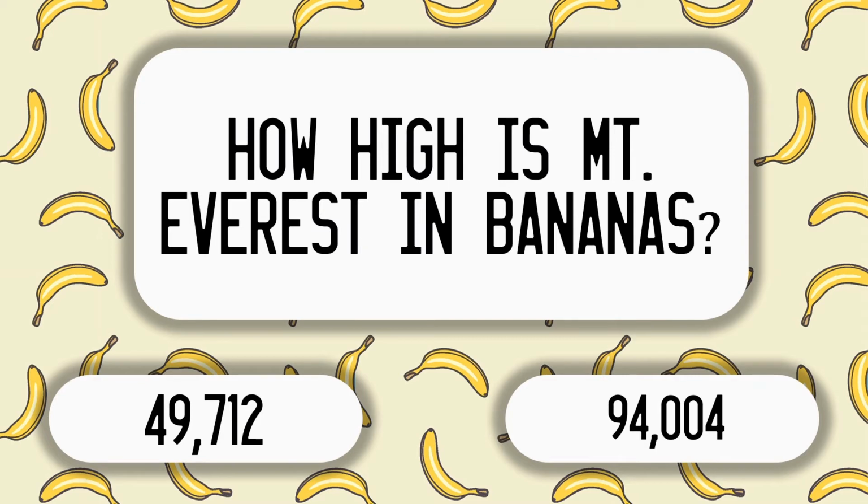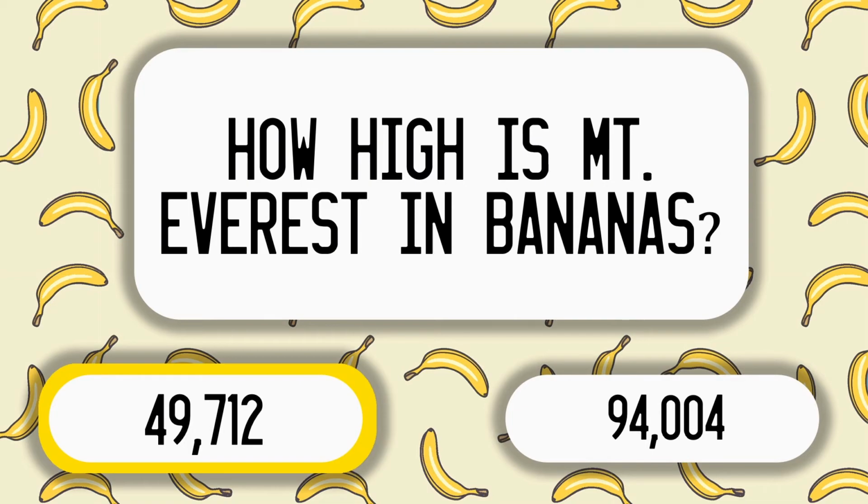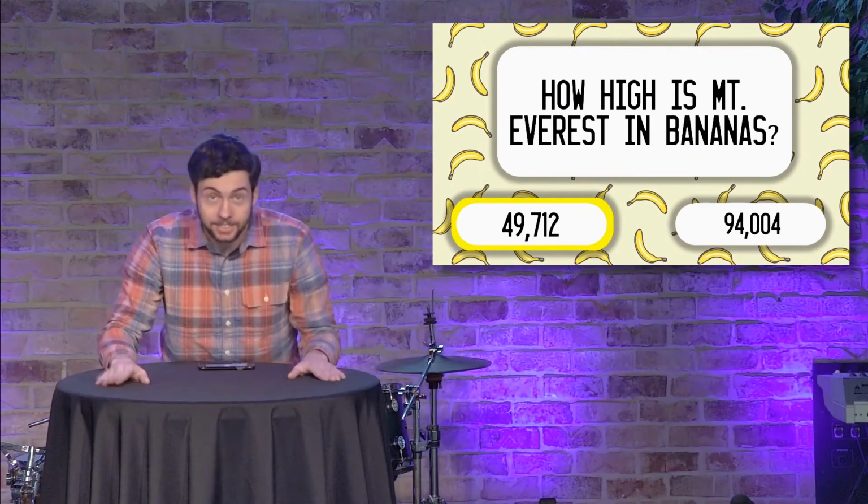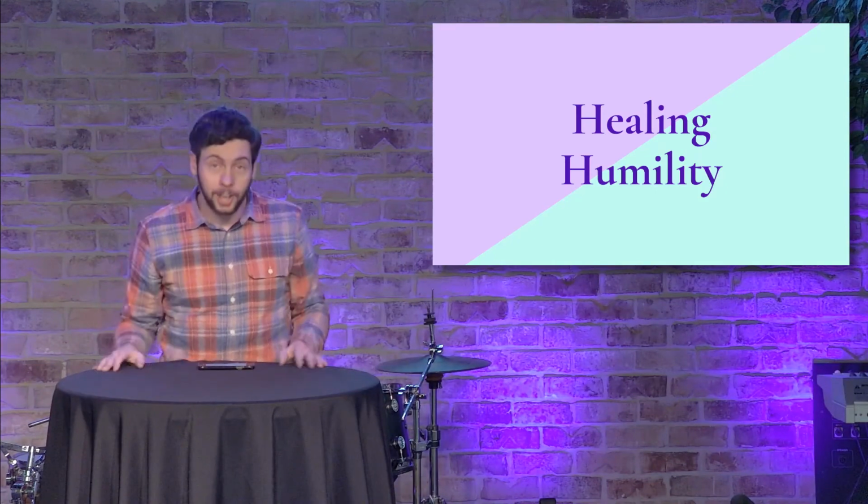How high is Mount Everest in bananas? Wow. 49,712 or 94,004. Such specific numbers. How do they arrive at this? Well, either way, what's the answer? 49,712 bananas. You have been educated this morning.